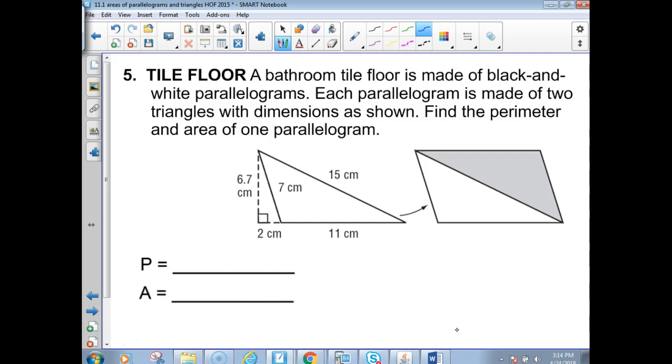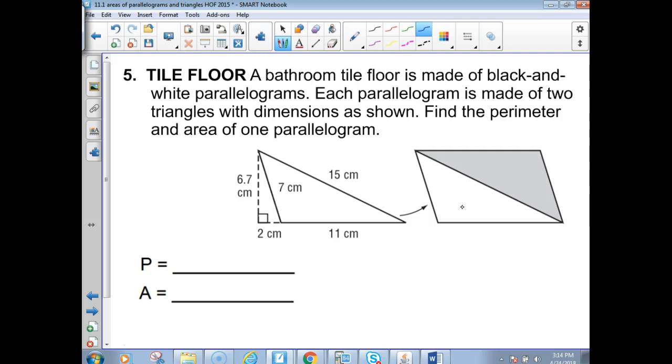And then we get to, this is a really good example of some real life geometry. Did I go too fast for anybody? Or am I going too slow? Too fast? Oh, okay. Tile floor.